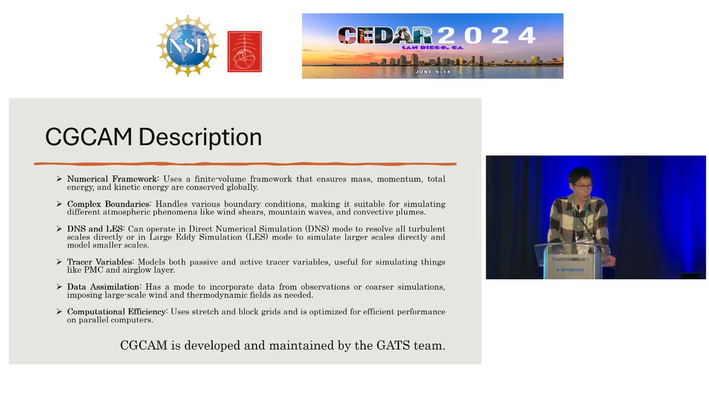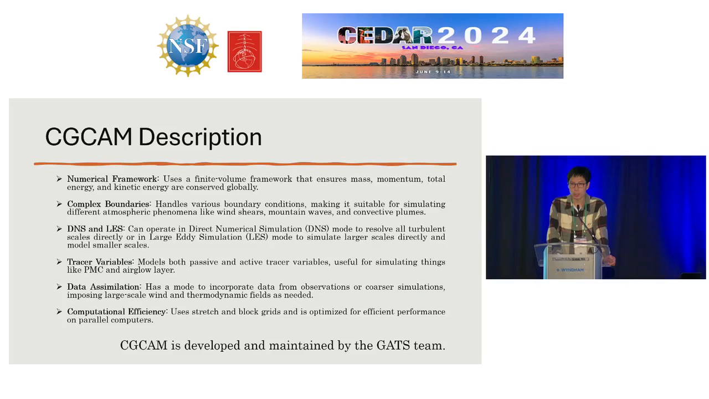CGCAM is built on a finite volume framework, and it can support a wide range of boundary conditions. For example, we can study real terrain for mountain wave studies. We have 2 modes for CGCAM. It can operate in direct numerical simulations where all the small scale structures can be resolved directly, or in large eddy simulations where the small scale structures can be modeled. And CGCAM can also be used for simulating tracer variables, for example, polar mesospheric clouds and airglow imagers.